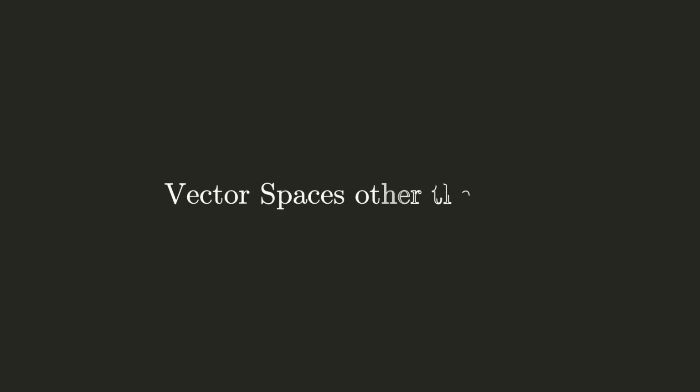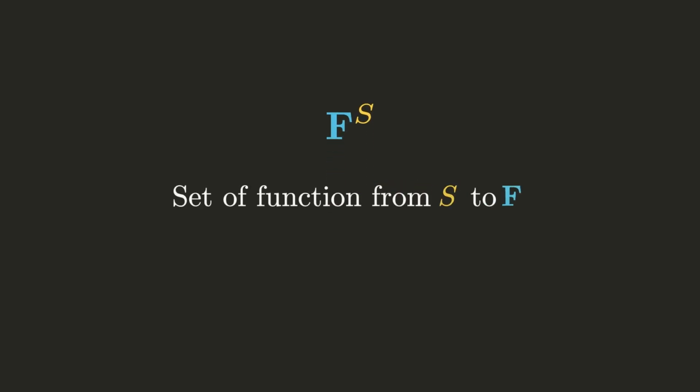Remember how we touched on the fact that vector spaces are not just limited to Fn? So let's now look at an actual example. F to the S denotes the set of all functions from S to F. We need to first define addition and multiplication for it to be a vector space.